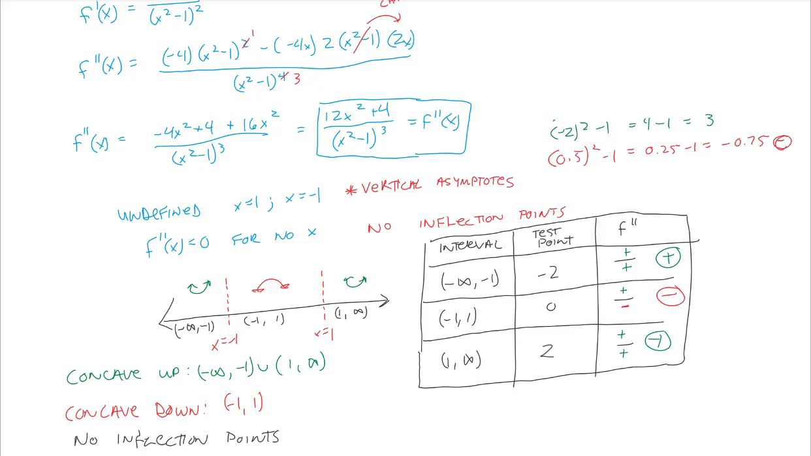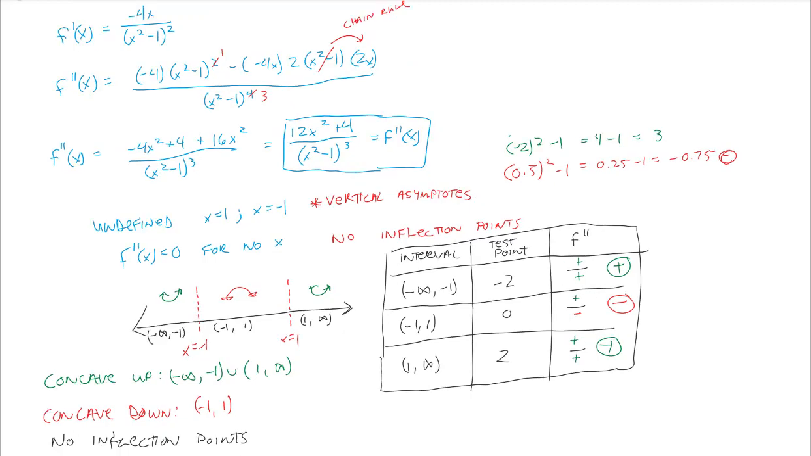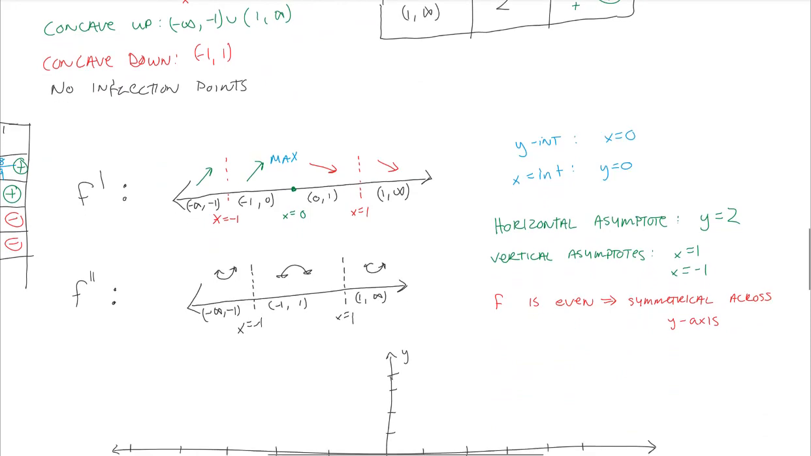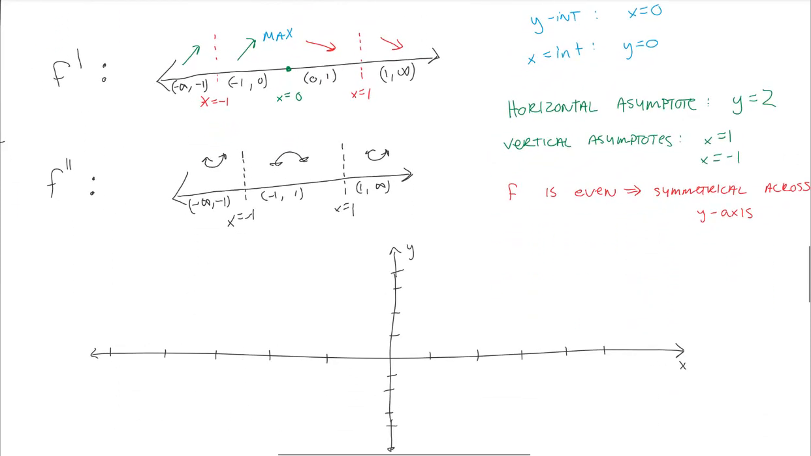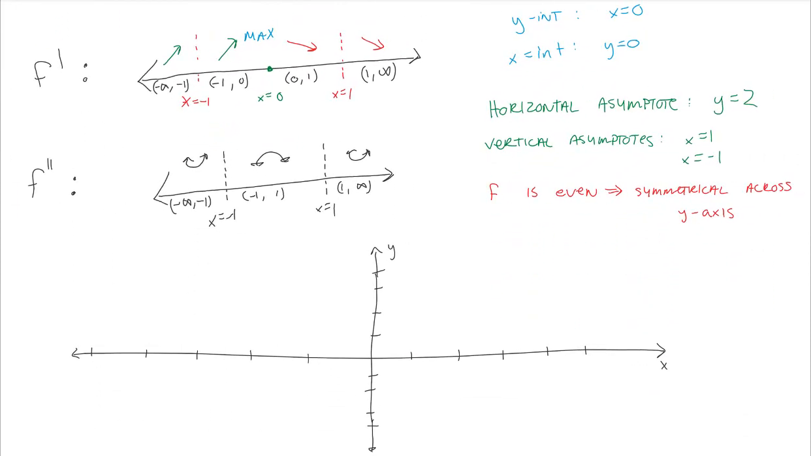Alright, so hopefully you've had some time to take all of that craziness in. Now, I've copied all of that information into one screen here for you. So we have our intercepts at x equals 0 and y equals 0, our asymptotes at y equals 2 for our horizontal asymptote, x equals 1 and x equals negative 1 for our vertical asymptotes. So we know that f is even. Here's our first derivative graph marking our local maximum at x equals 0 and our concavity graph. And we're going to put all of these together to sketch a graph of this function.